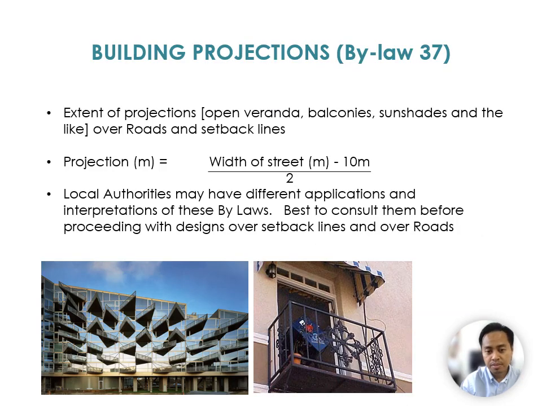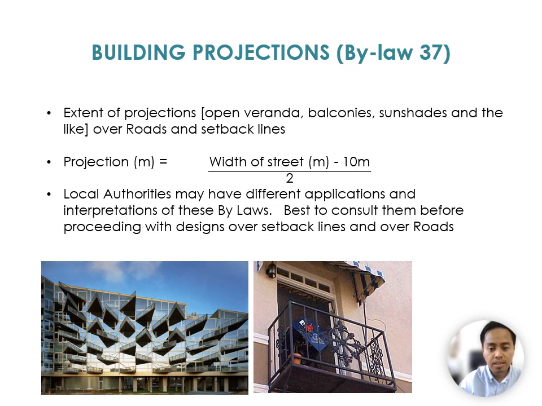First requirement for this module, building projection, in reference to by-law number 37. What it says is about extension of projection, for example, open verandas, balconies, sunshades and the like over the roads and setback lines. It is allowed, but within the maximum projections.